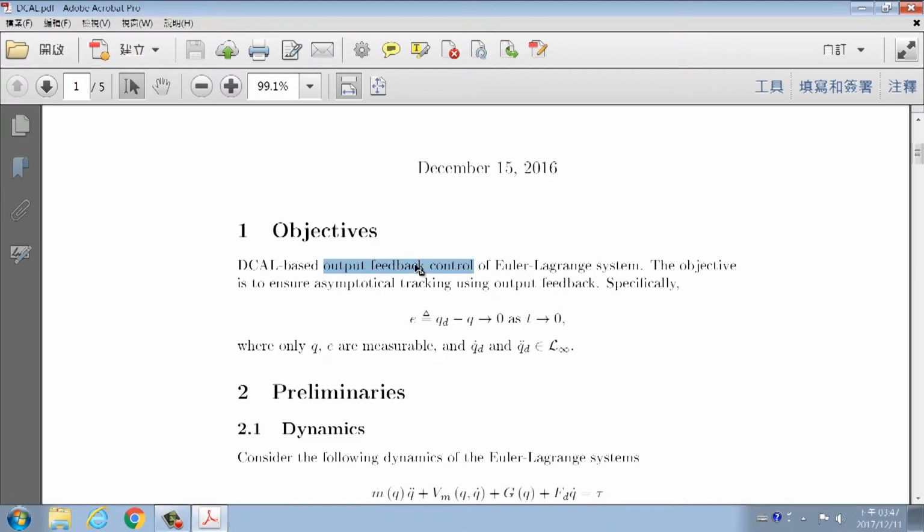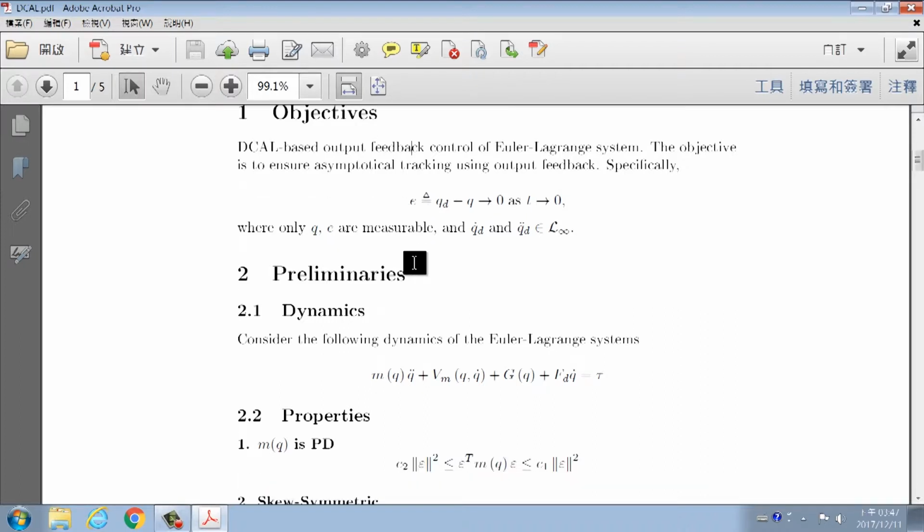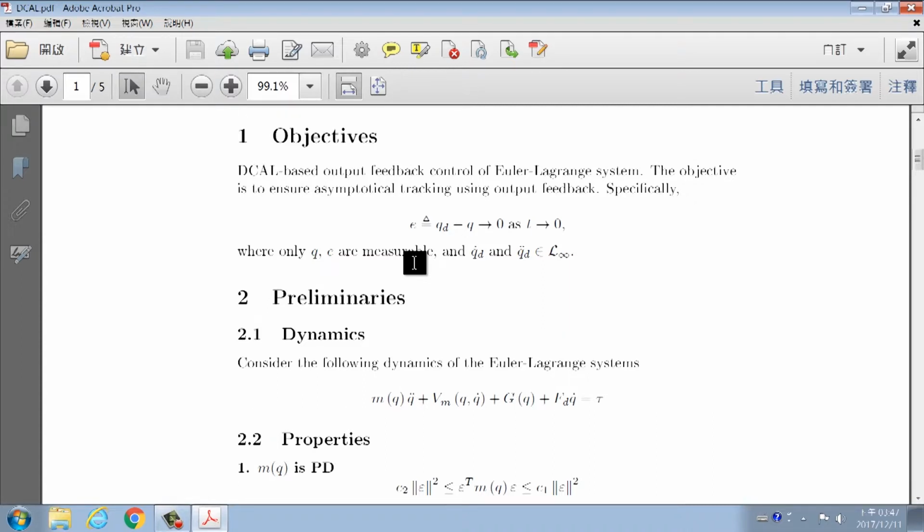What is output feedback? Has anyone heard about output feedback? Anyone heard about state feedback? What is output feedback? Zhongshan, what's the difference compared to state feedback? State feedback means we know all the states of the system. But with output feedback, we only know some of the states, and we use the output to estimate all of our states.